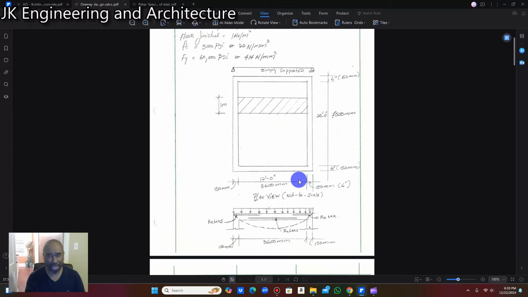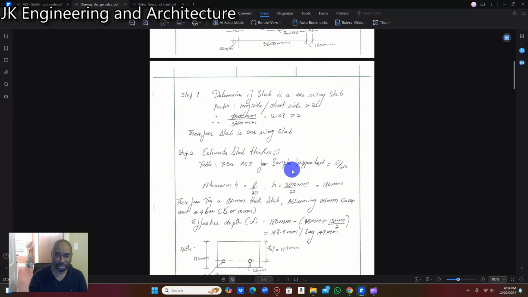When we're designing, as I've mentioned numerous times, we do not design for the entire dimension of the slab. We only design for a 1 meter strip or a 1 foot strip. For this calculation, I'm going to do it in metric, so we're going to take a 1 meter strip of the slab and design the reinforcement.